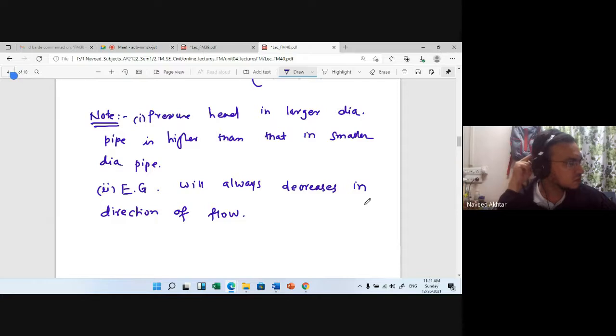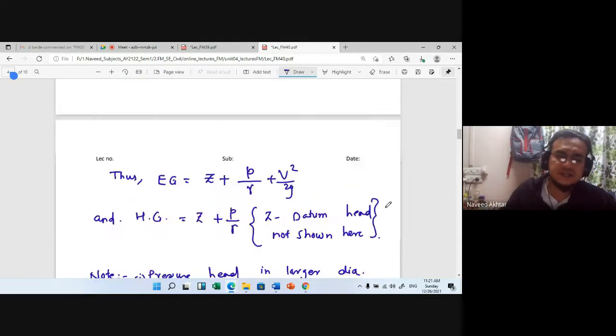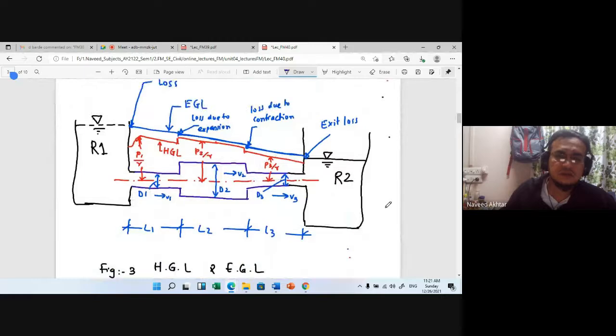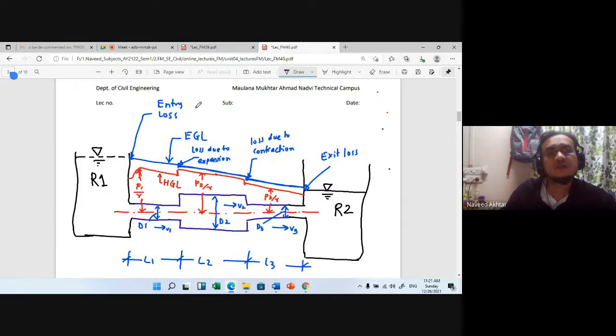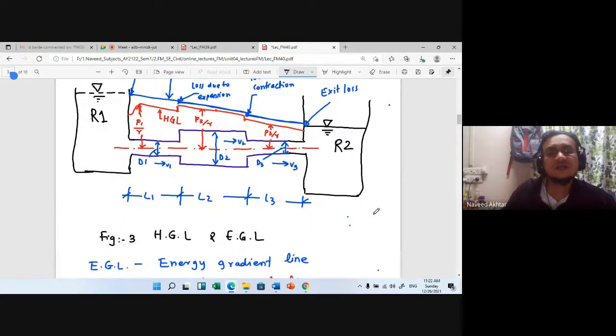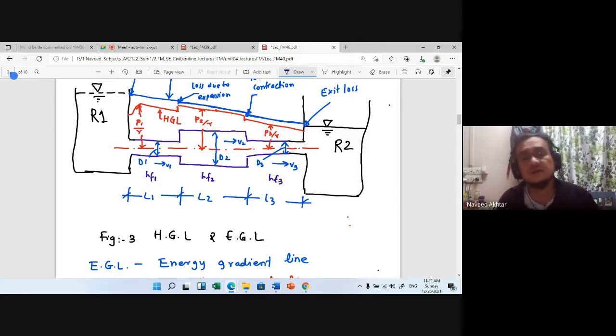So figure 3 shows entry loss, exit loss, sudden expansion and sudden contraction loss of energy or energy gradient line. In figure number 3, all these things are shown here: entry loss, exit loss, loss due to sudden expansion, loss due to sudden contraction. And the major losses, if you write them down, are hf1, hf2, hf3. They depend on your pipe length, pipe diameter, and friction factor.